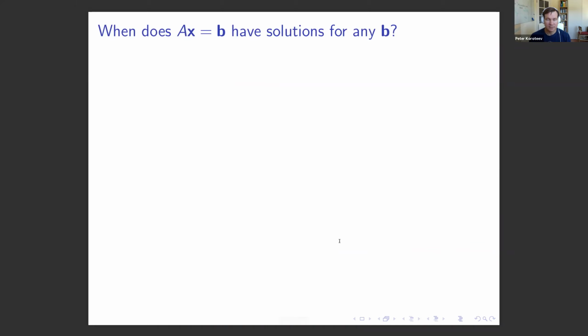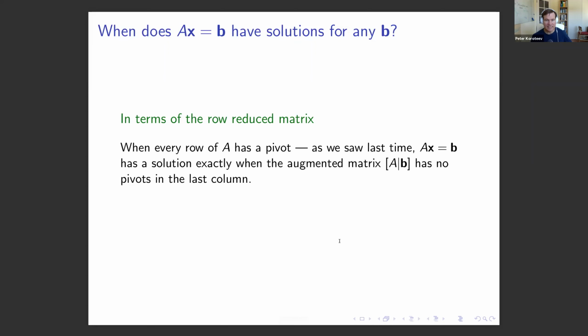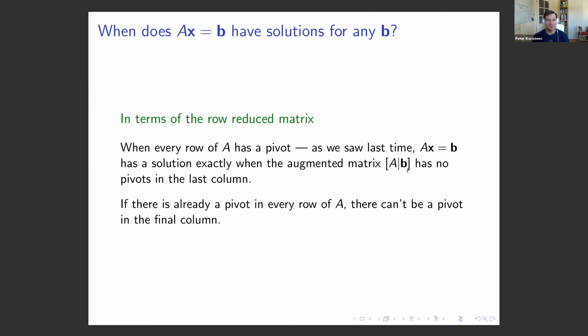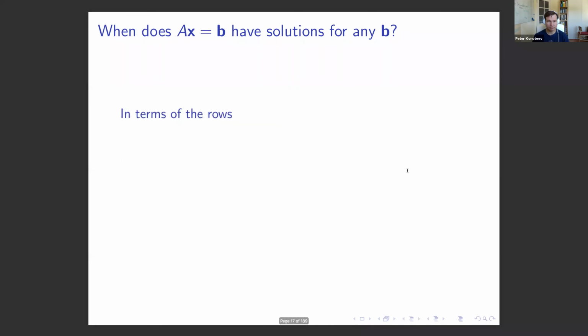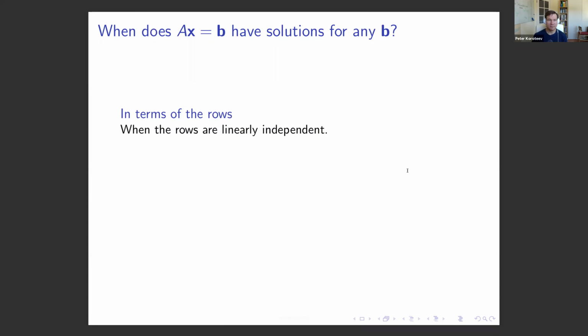So there's a question: when does the equation Ax equals b have solutions for any vector b? In terms of the row reduced matrix, when every row of A has a pivot. As we saw in the previous video, the equation Ax equals b has a solution exactly when the augmented matrix has no pivot in the last column. If there is already a pivot in every row of A, there cannot be a pivot in the final column. So in terms of the rows, when the rows are linearly independent, then the equation Ax equals b has solutions for any b.